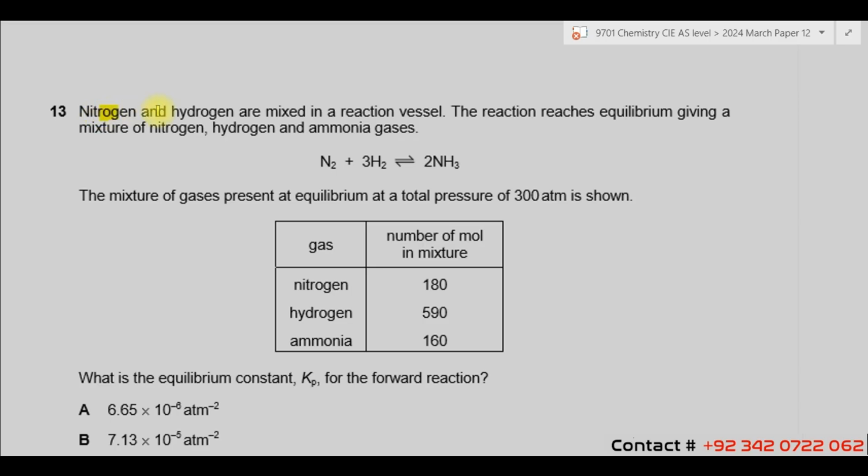Question 13. Nitrogen and hydrogen are mixed in a reaction vessel. The reaction reaches equilibrium, giving a mixture of nitrogen, hydrogen, and ammonia gases. The mixture of gases present at equilibrium at a total pressure of 300 atmosphere is shown. We have gas and we have number of moles in the mixture. What is the equilibrium constant Kp for the forward reaction?